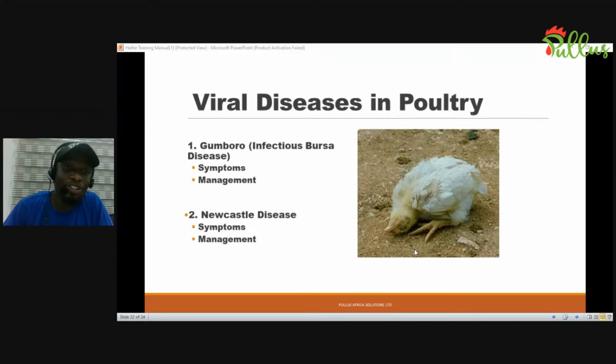And then the disinfection pattern at that time is also supposed to be different. You're supposed to get a very strong disinfectant to disinfect your pen at that time. Let me give you an example. The Gumboro virus, the virus that causes Gumboro disease, is very, very powerful. It is resistant to some of these disinfectants that we use that are not very powerful. So you have to use a very powerful disinfectant to be able to wipe it off your environment.